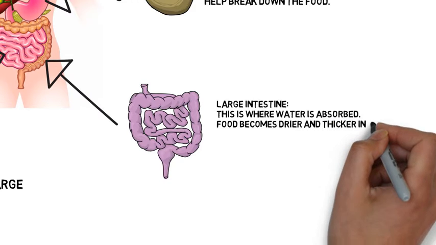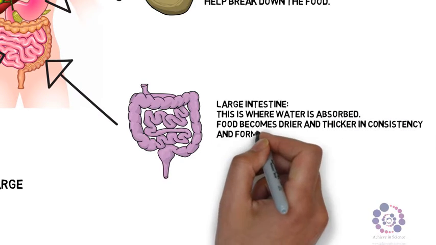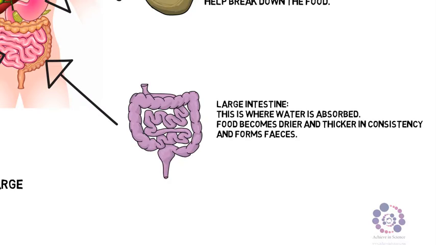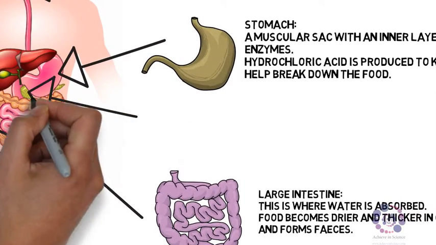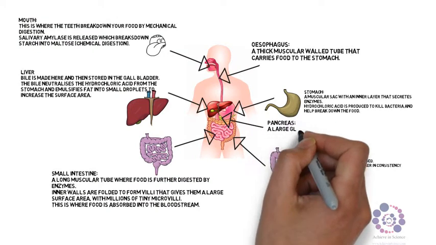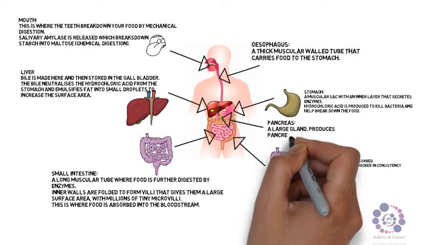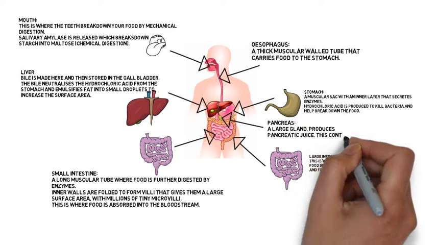Now, one other organ that needs to be mentioned is the pancreas. This is a large gland found around the place of the stomach. This produces pancreatic juice, and this contains proteases, lipase, and amylase.